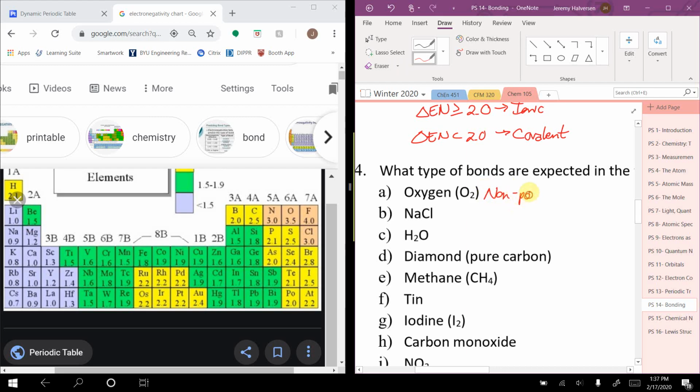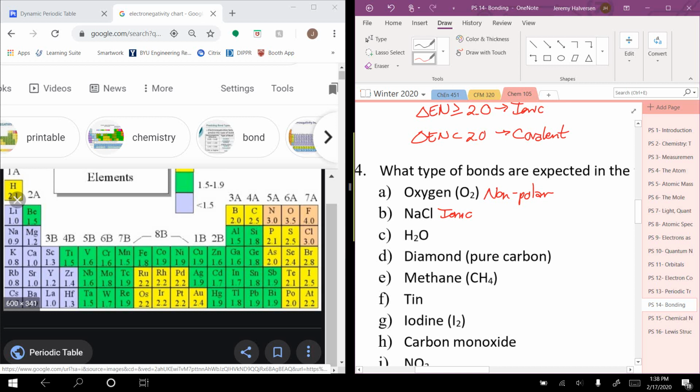So you'll hear people say nonpolar covalent and polar covalent, but if you say nonpolar or polar, then that means it must be covalent. There's no polar or nonpolar ionic or anything. NaCl, Na's over here, Cl's over here, that's a metal and a nonmetal, so that is ionic.